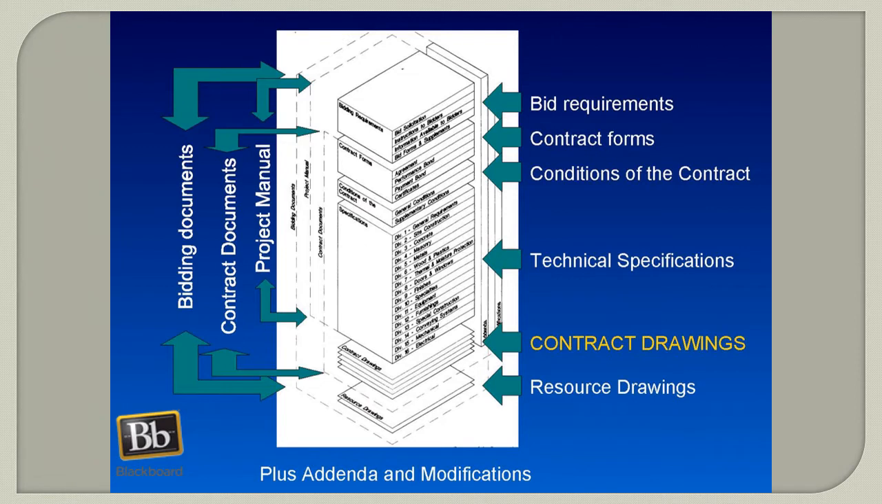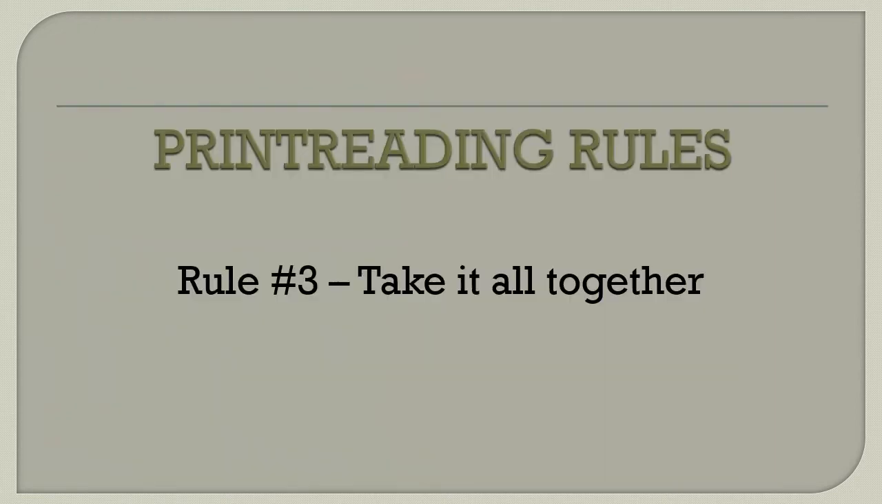So let's take a look at all the components for construction documents. Depending upon the combination, you get the project manual, the contract documents, or the bidding documents. And this diagram is on Blackboard. The important thing about print reading is rule number 3, you need to take it all together. Reading just one portion of all those components I just showed you would be a mistake.